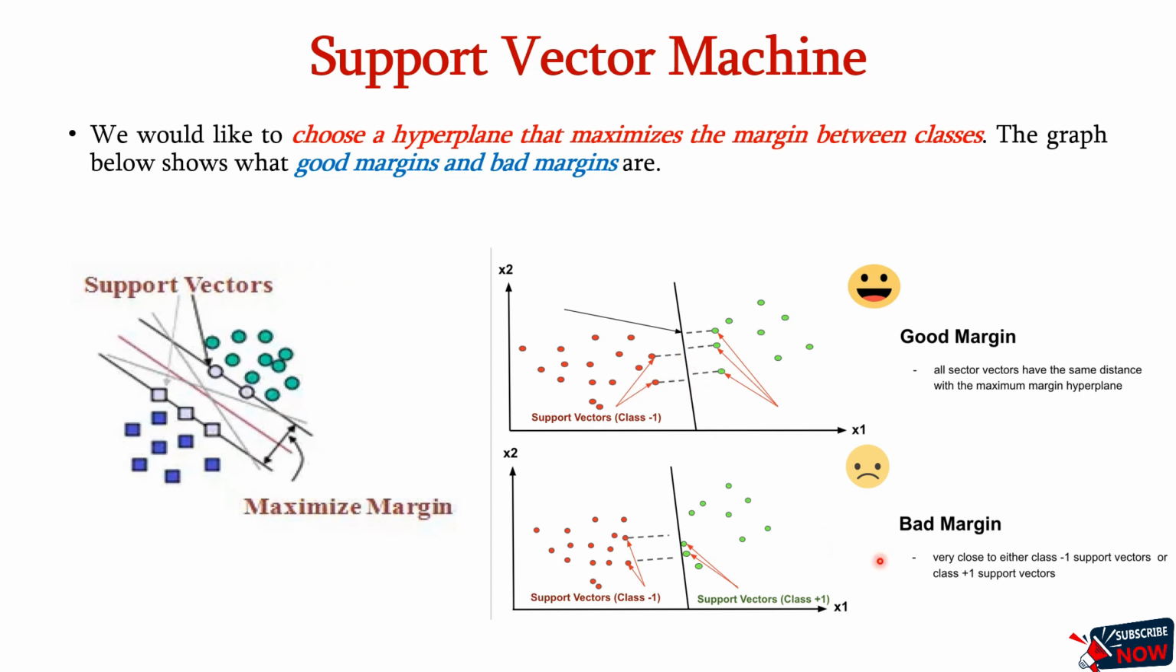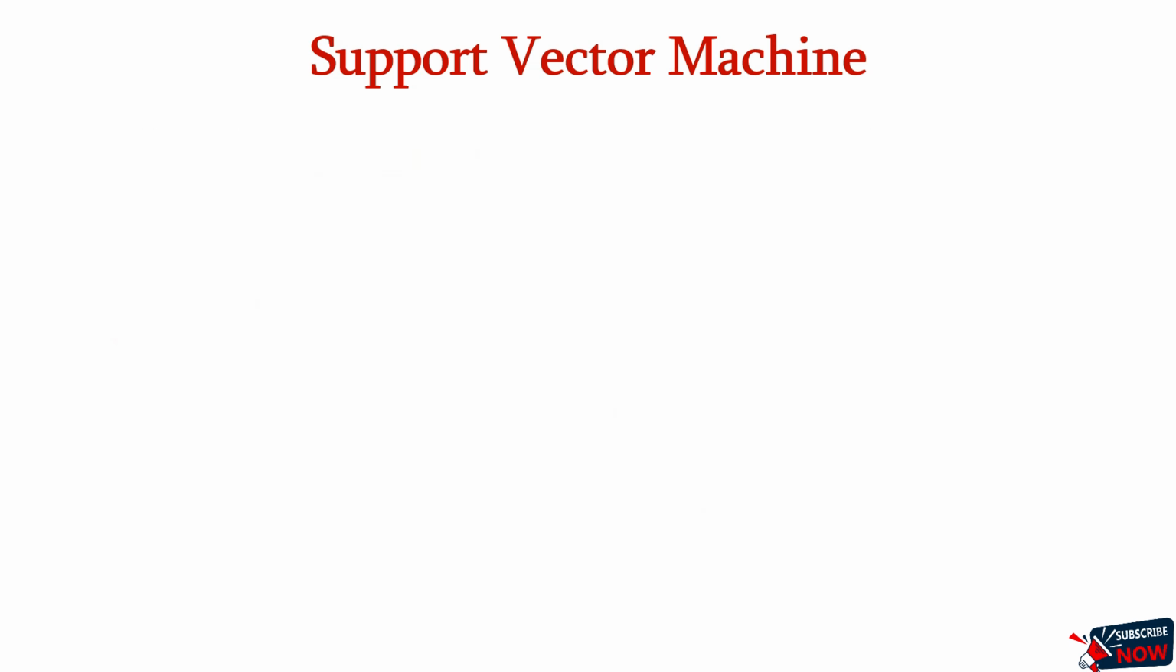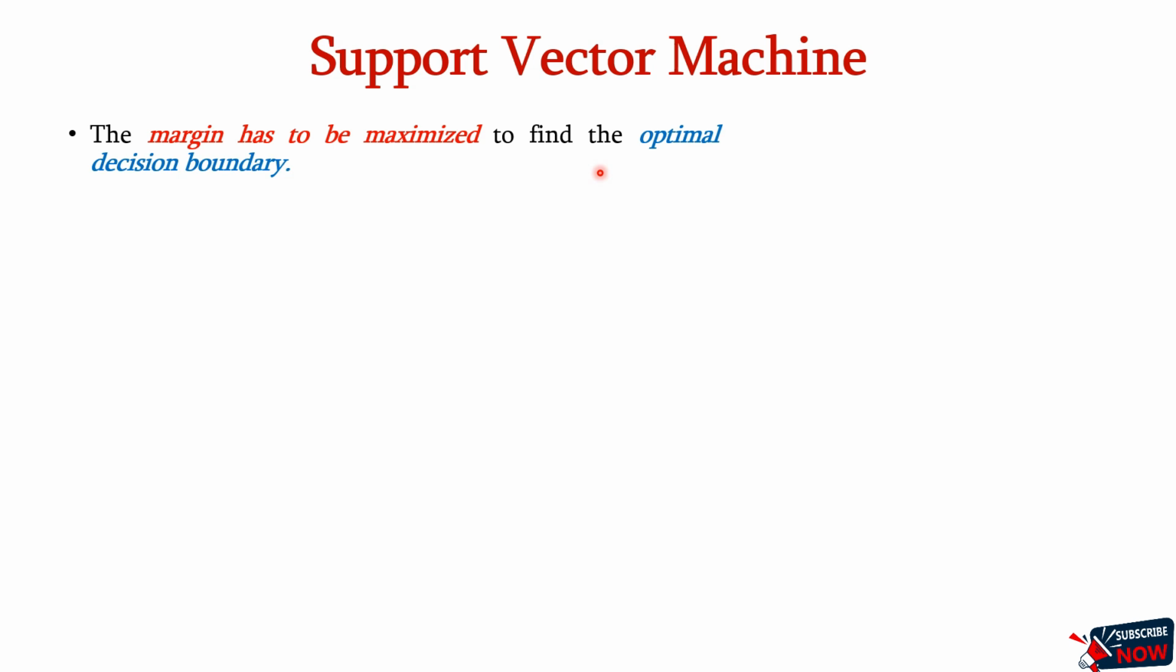Bad margin means there is only minimal distance between the support vector and the hyperplane. So always we have to choose the hyperplane that maximizes the margin between the classes. To find the optimal decision boundary, the margin has to be maximized in SVM. Let us understand the math behind finding this optimal decision boundary.